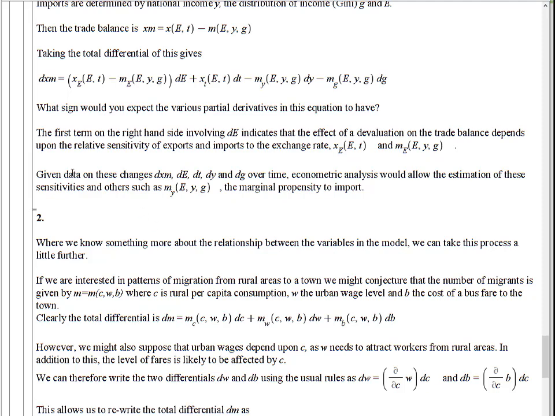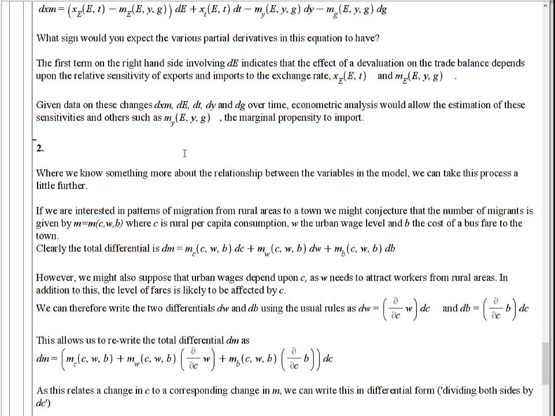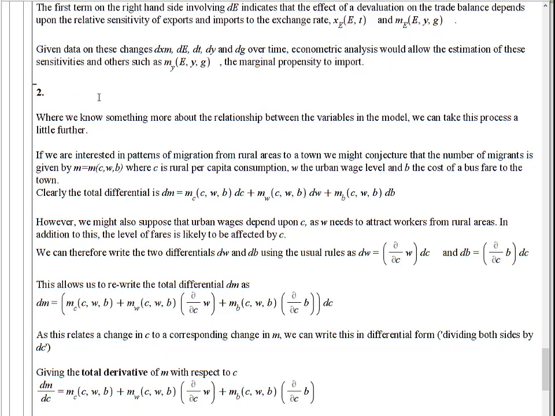Okay, so what you do is you've got econometric data, a whole bunch of trade data from different countries, and over time for one particular country, and all these different things, and you could then estimate these different propensities and parameters. So that's the kind of thing you could be doing when you get to econometrics, macro, and trade theory.